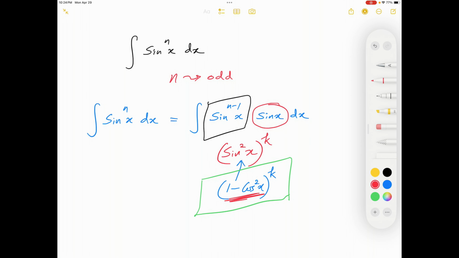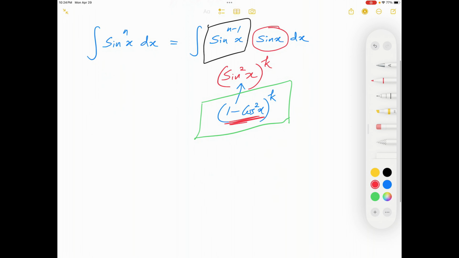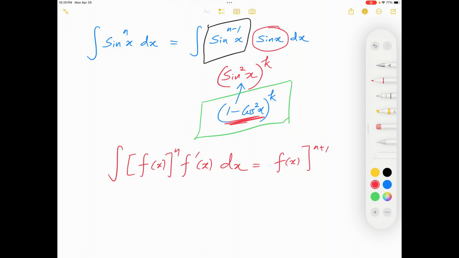And then we can easily integrate it using the theorem that we discussed earlier, which was integration f of x raised to the nth power times f prime x dx. We know this is going to be equal to f of x raised to the n plus first power over n plus 1. This theorem holds true for all the cases where n is not equal to negative 1.